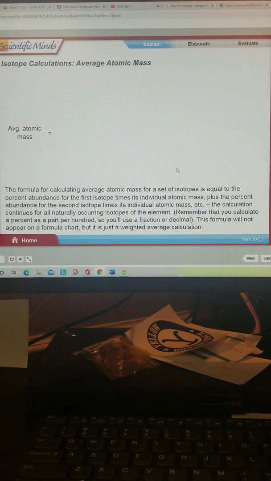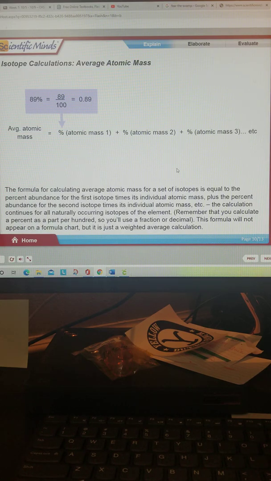Set of isotopes is equal to the percent abundance for the first isotope times its individual atomic mass, plus the percent abundance for the second isotope times its individual atomic mass, etc. The calculation continues for all naturally occurring isotopes of the element. Remember that you calculate a percent as a part per hundred, so you'll use a fraction or decimal. This formula will not appear on a formula chart, but it is just a weighted average calculation.